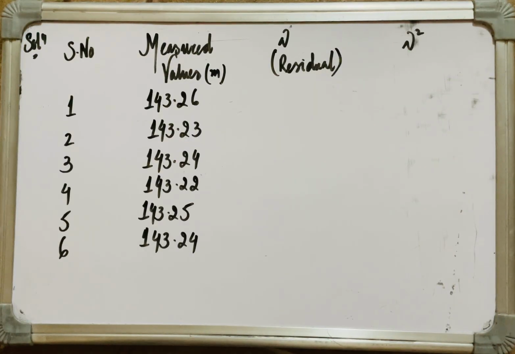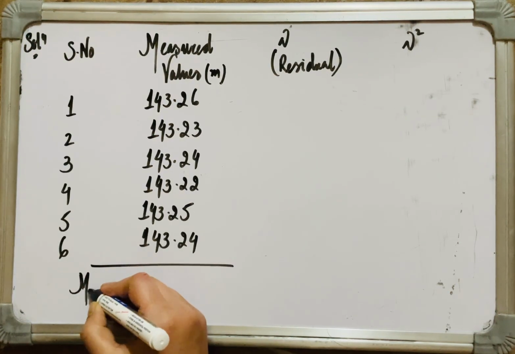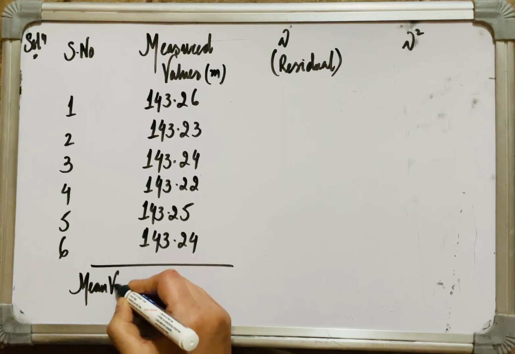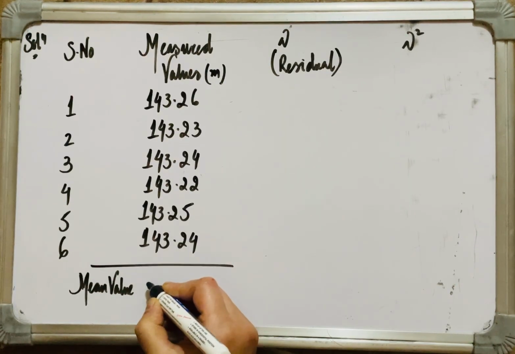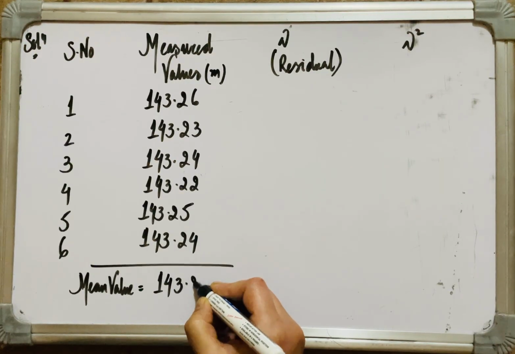We have to calculate the standard deviation and the probable error of a single observation, probable error of the mean, and the most probable value. All right, so the first task is to calculate the mean value, which is the arithmetic mean of the set of 6 measurements, and by calculations that is equal to 143.24 meters.